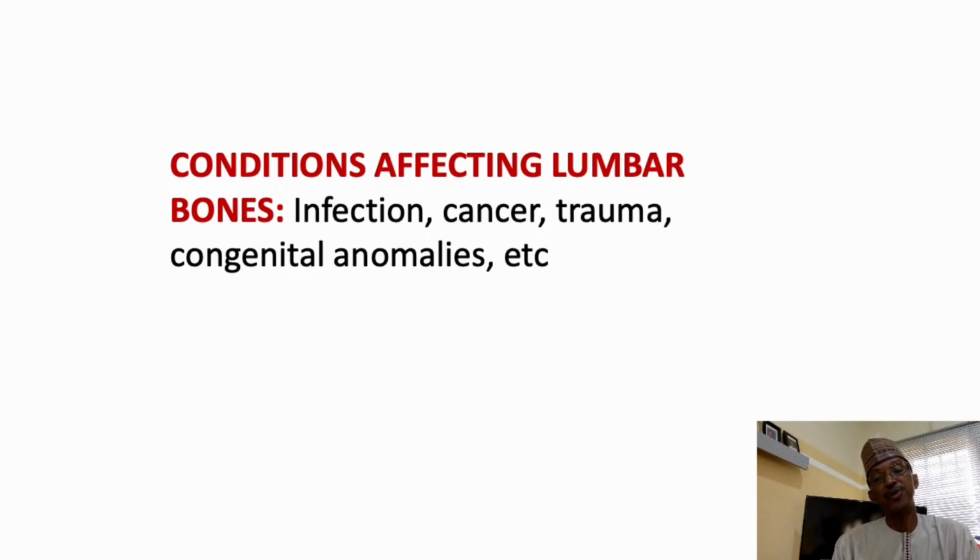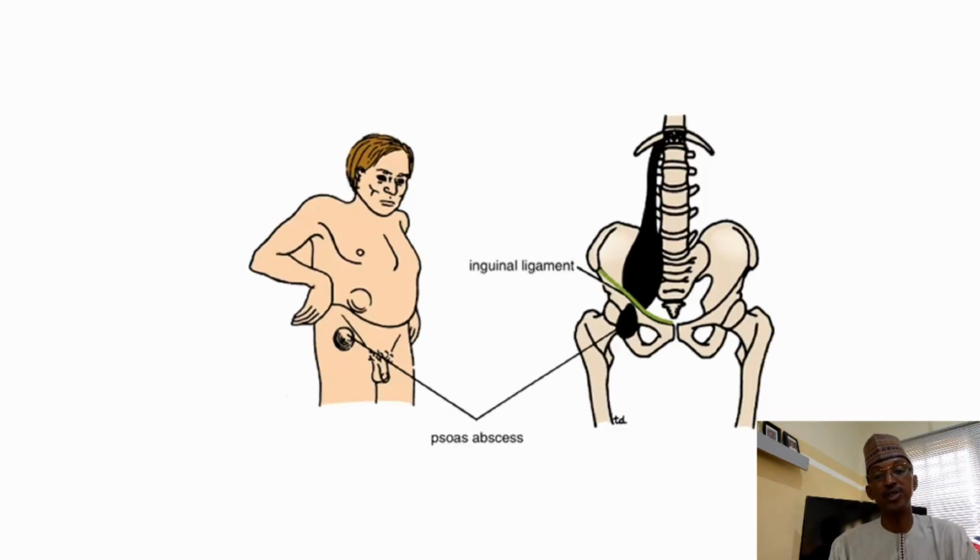And so if that happens, it can cause what we call Psoas abscess. So apart from forming the Psoas abscess as a result of this infection by Mycobacterium tuberculosis, cancer of the lumbar bones can happen, like osteosarcoma of the lumbar vertebrae, or trauma as a result of road traffic accident, or congenital abnormalities can also affect the lumbar bones. This is just a slide showing the Psoas abscess.